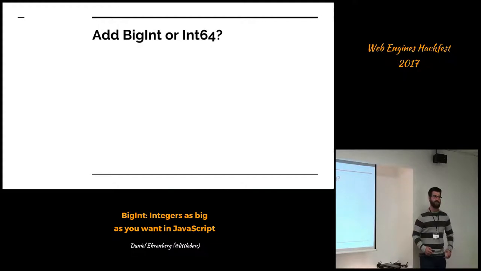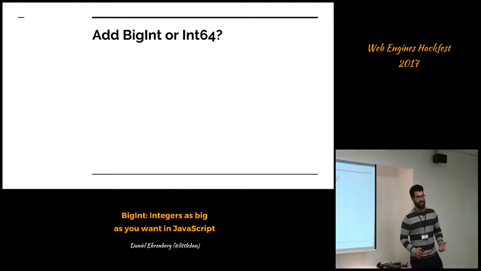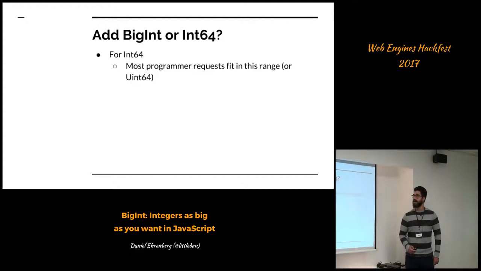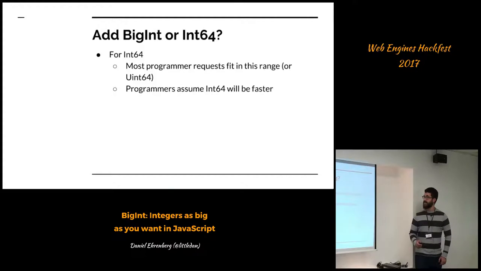So one of the core topics was, should we add BigInt or int64? You might have noticed that most of those use cases that I represented earlier would have been satisfied by an int64 type. And there are some arguments for int64. In fact, the community seemed to favor int64 over BigInt, which was surprising to me. So most of the use cases do fit in this range.